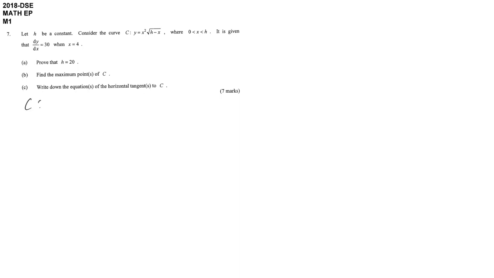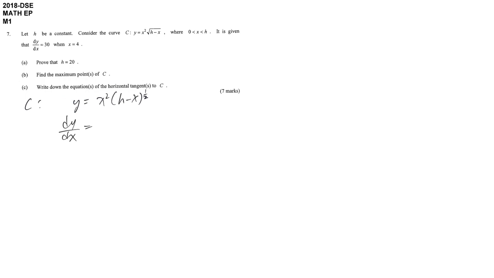We have to consider a curve y is equal to x squared (h minus x) power of 1 over 2. And then they give us that dy/dx is equal to 30 when x is equal to 4. In order to use this information, we have to differentiate once.